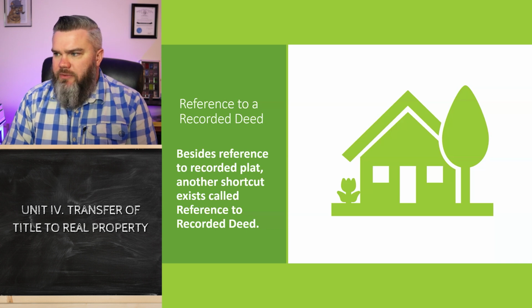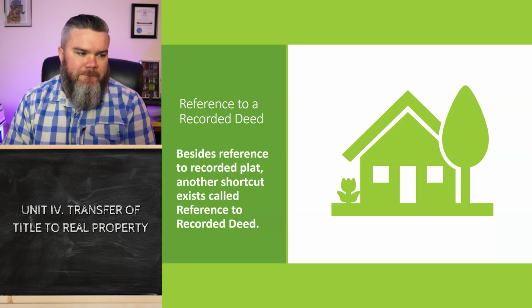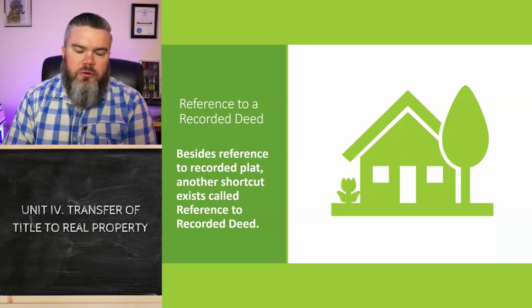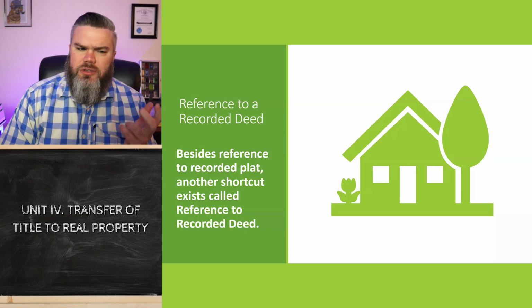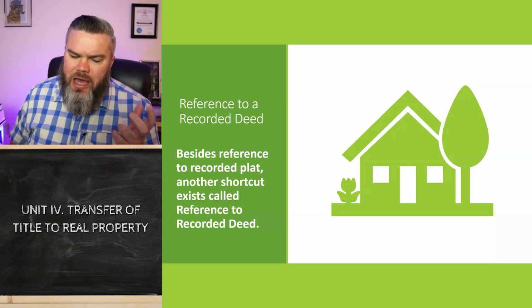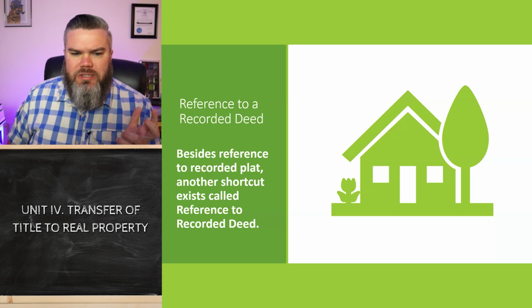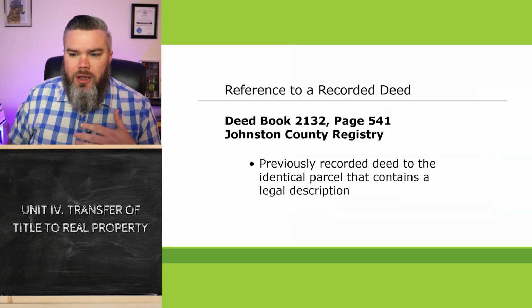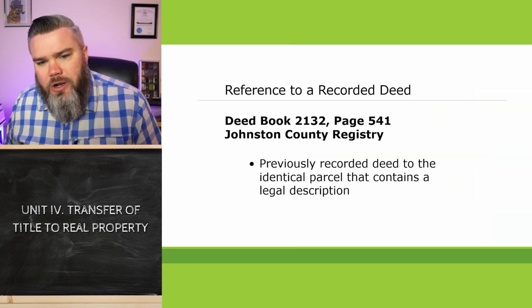I'm going to show you an example of this here in a little bit. But so if we're referring to the recorded deed, you got to understand there's like a catalog system, right? They categorize this stuff. And so it would say, you know, being all the property mentioned on deed book 2132, page 541 of the Johnston County Registry.